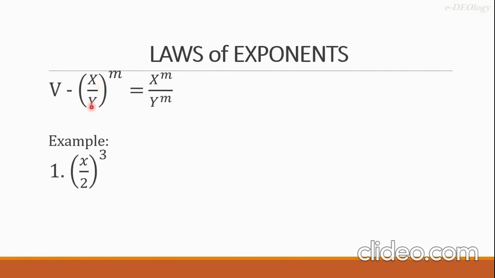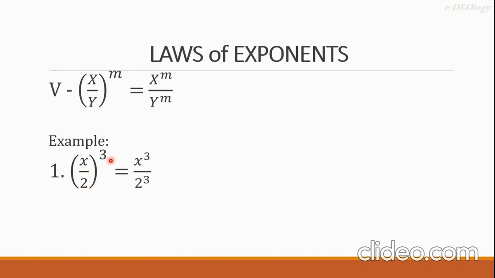When we have a quotient that is raised to a power m, this is equal to the power m distributed to the x and also to the y, as we see here. x raised to m over y raised to m. Let's have the first example. x over 2 is raised to power 3.